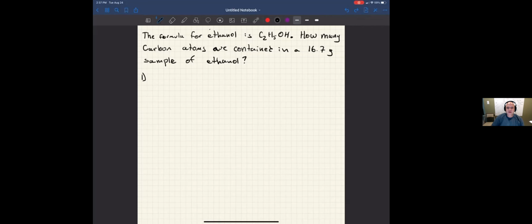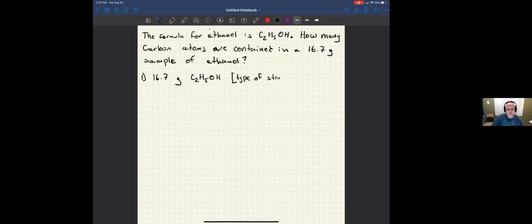So I'm going to solve the problem in the same way that I always have. I'm going to use my three-step method. And the first step of that method is to write down what I'm given. And I'm given 16.7 grams of C2H5OH. Now, you might be wondering what's going on with this formula.